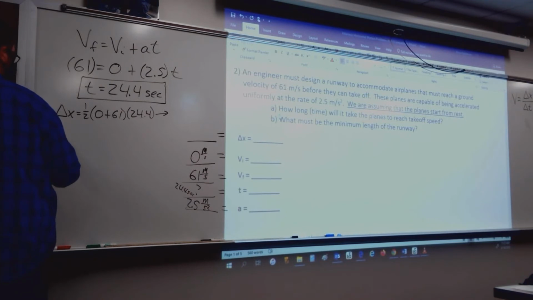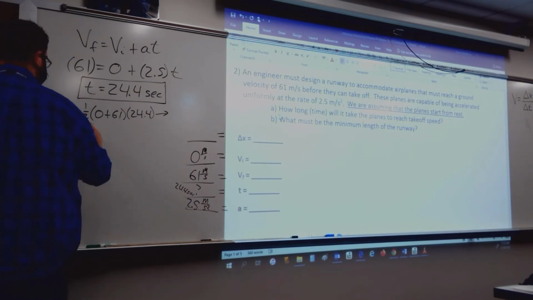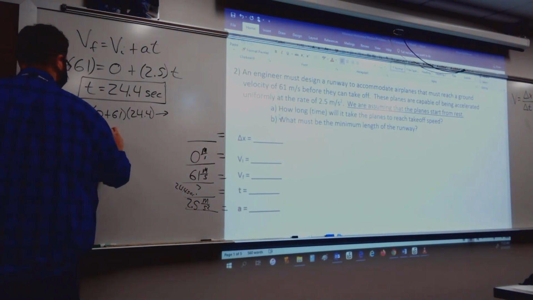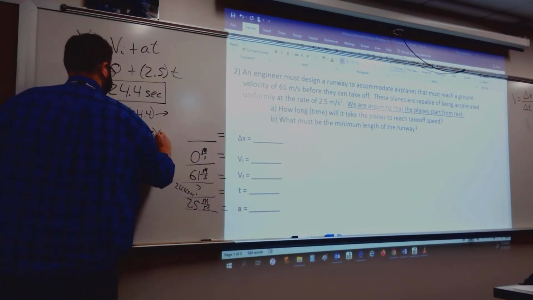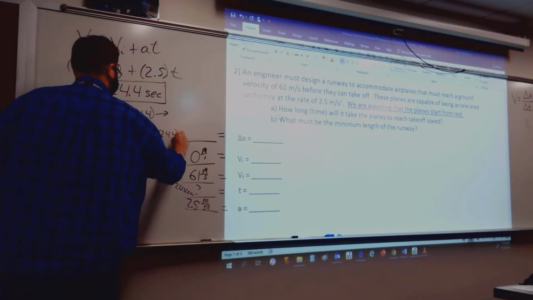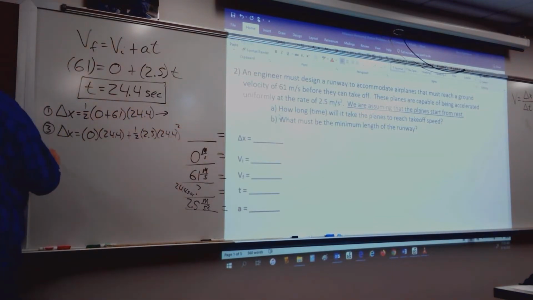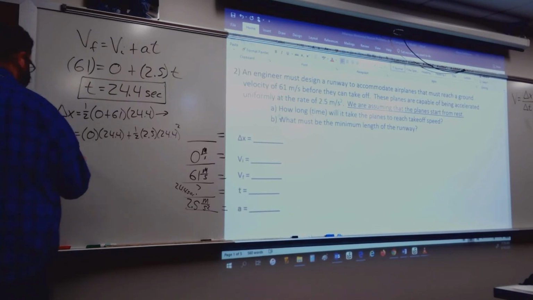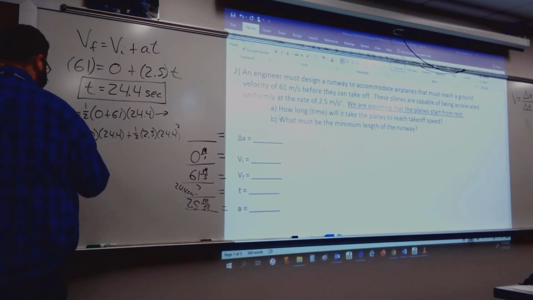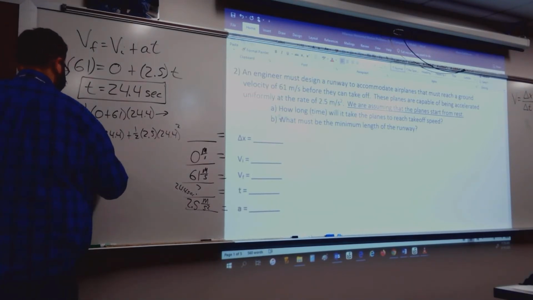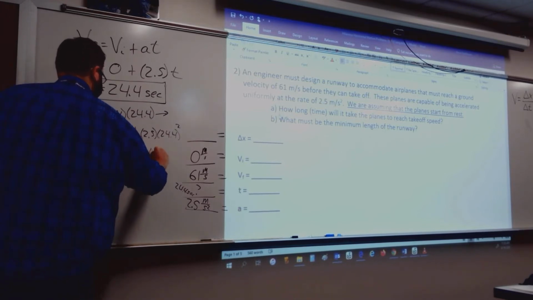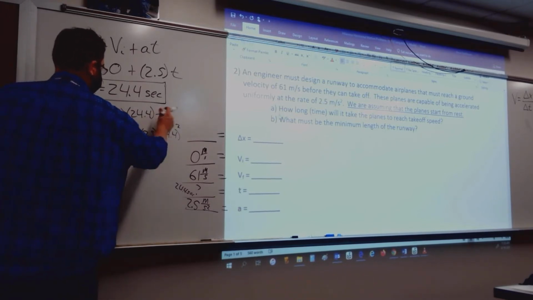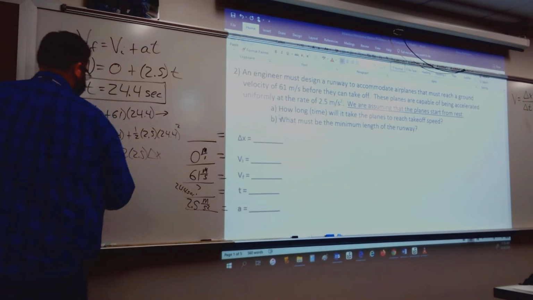The third equation, 0 times 24.4 plus 1/2 times 2.5 times 24.4 squared. And then the fourth equation, 61 squared equals 0 squared plus 2 times 2.5 delta x. So we'll see what we get for each of these answers here.